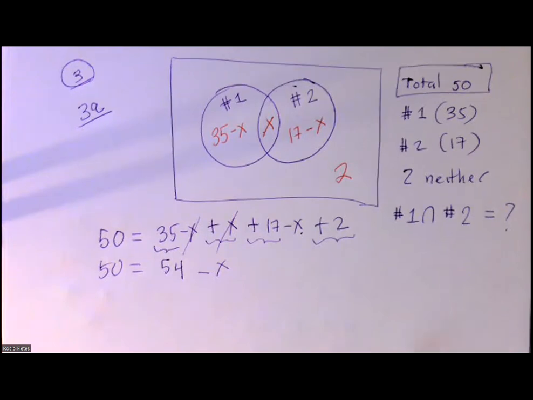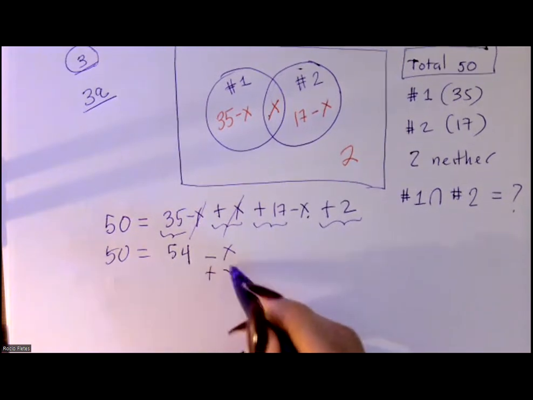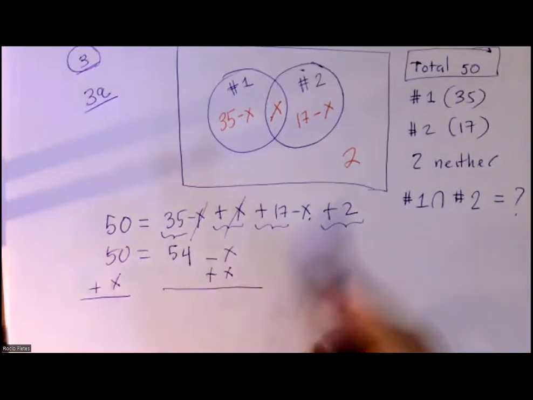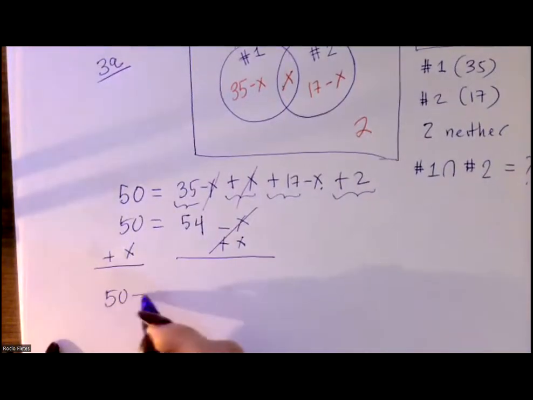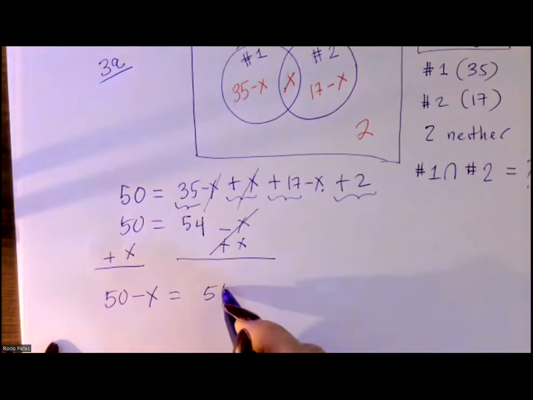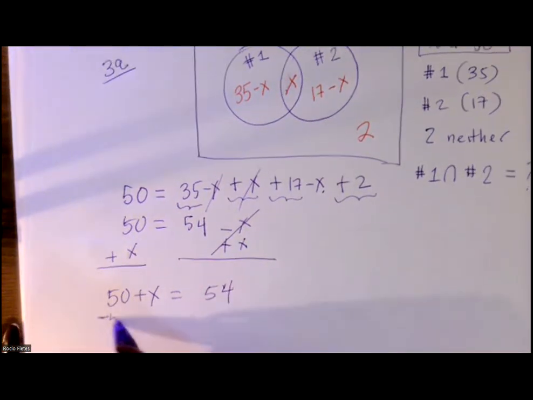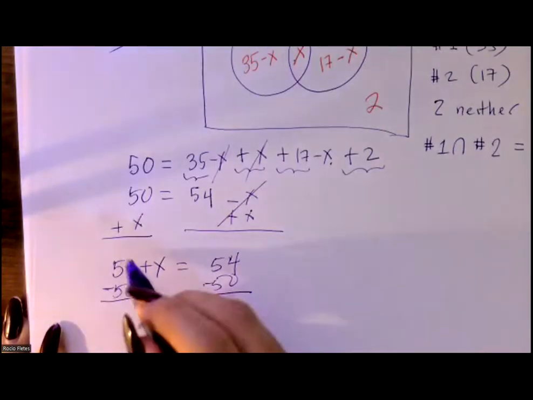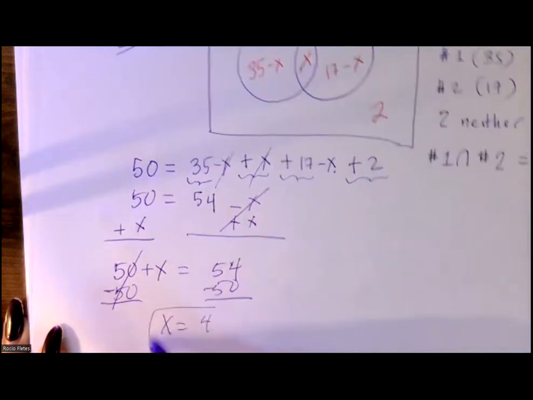Now, because I want to keep the X positive, I'm going to add X to both sides, just so that I move the X to the left. That's going to get rid of the negative X on the right side. And on the left side, I have 50 plus X equals 54, right? Because I added X. And then I'm going to subtract 50 from both sides. And that's going to get rid of the 50 here. So X equals 54 minus 50, which is equal to 4.